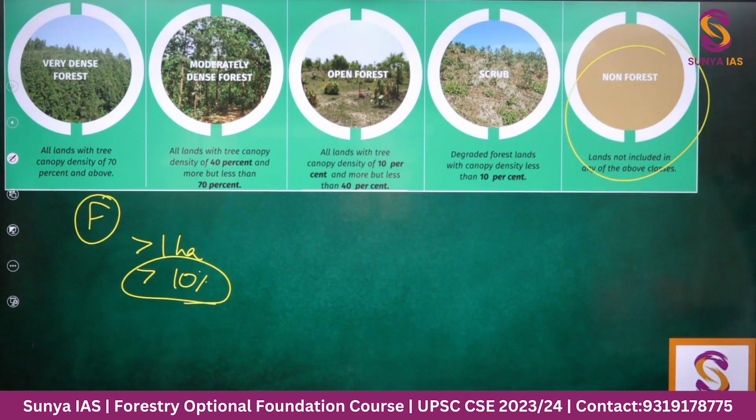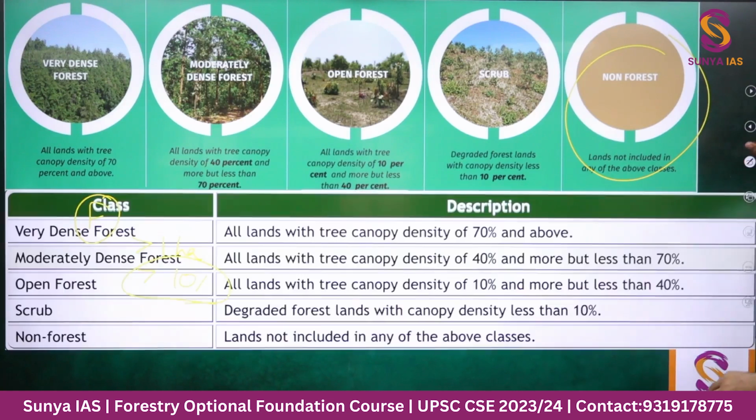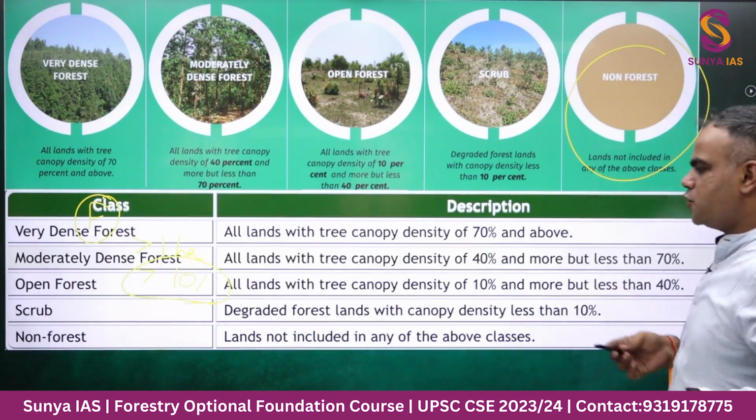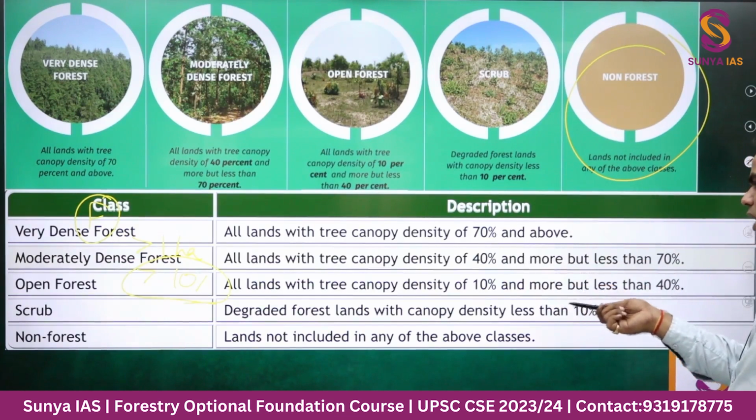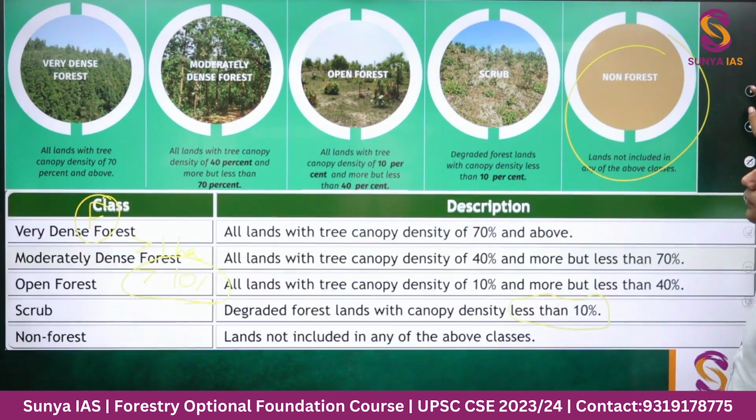Okay. So first of all, I hope you are able to understand this part as well. Now moving on. This is what we have just understood. Plants not included. Scrubs are the degraded forest with canopy density now less than 10%. Fine. This is also a way of classification.